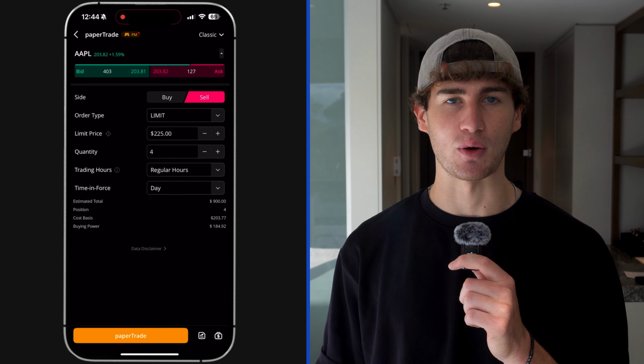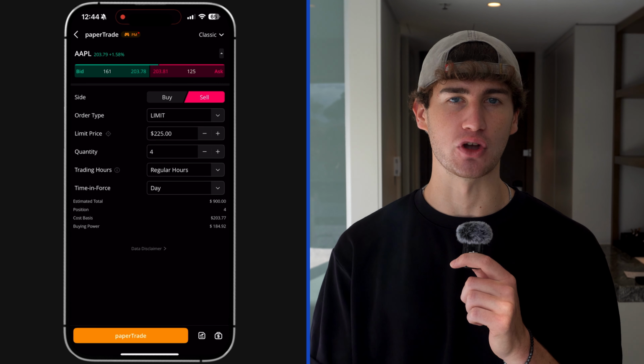For limit price, say you only want to sell if Apple trades at $225 per share or higher. Even though Apple isn't close to $225, we can set up this trade now so the order automatically goes through when or if it hits $225. Next, enter the number of shares you want to sell, then choose trading hours. This determines when your order can go through.